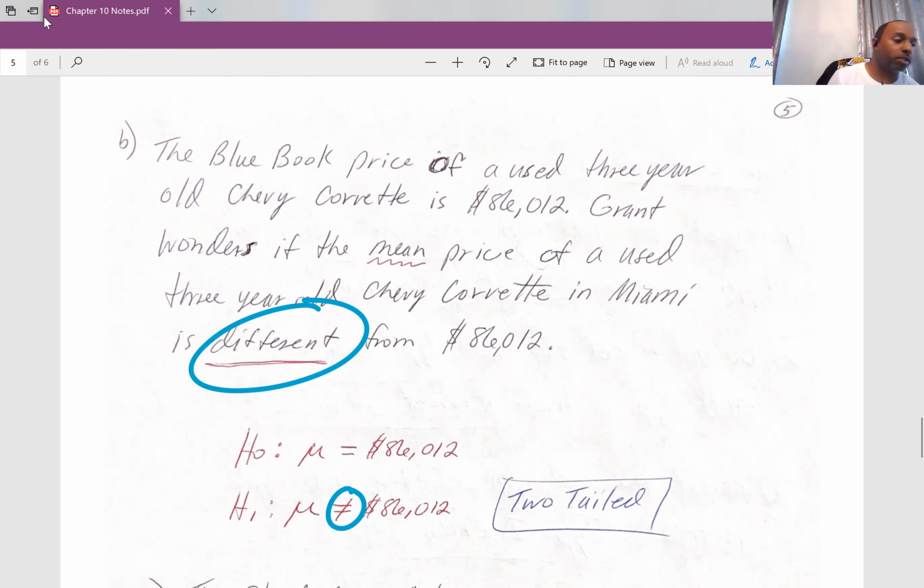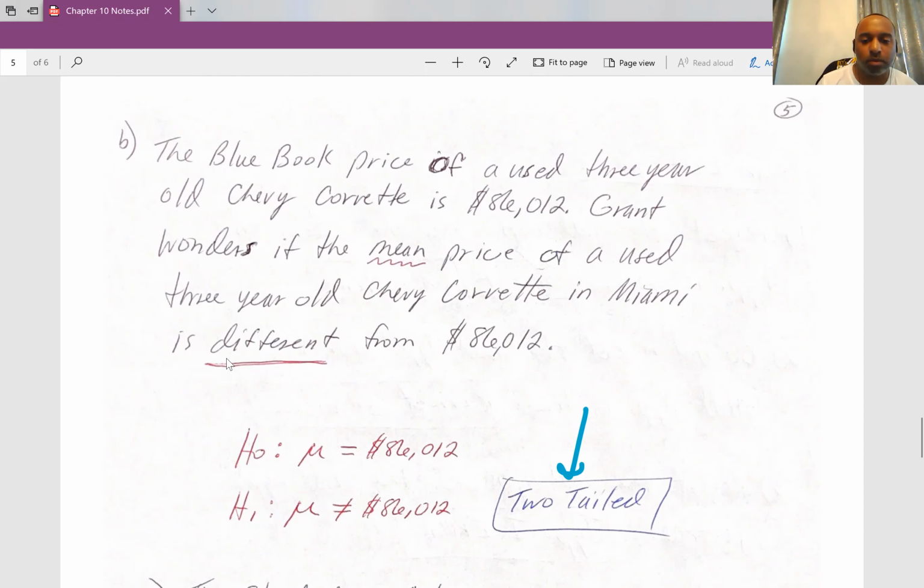We're not necessarily concerned about it being greater than, or necessarily less than. It could be either or. We just want to know, is it different? That's why we're using the not equal to symbol. Because we're using that symbol, that also lets us know we're going to have a two-tailed test. All right. Questions on that?